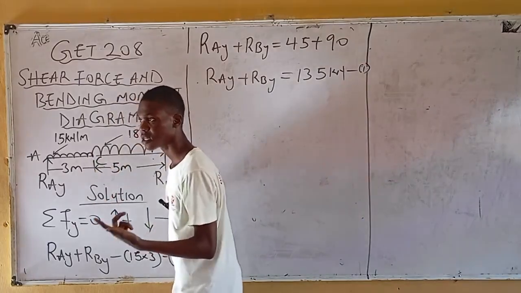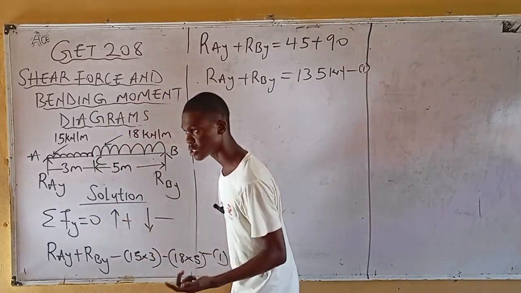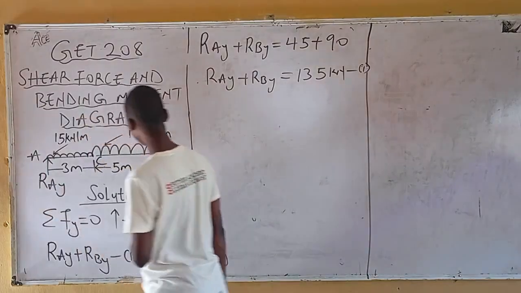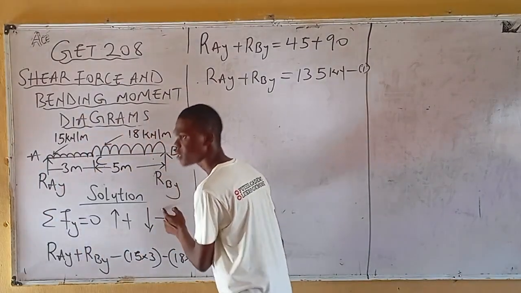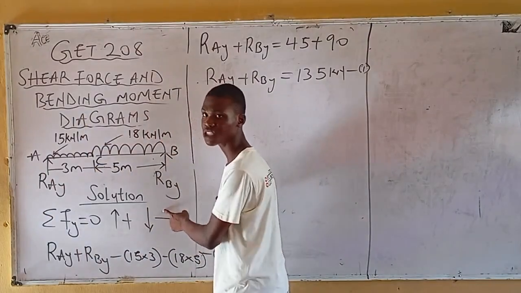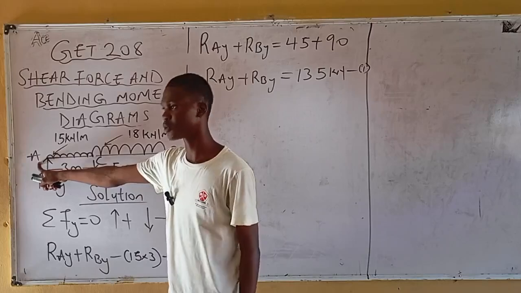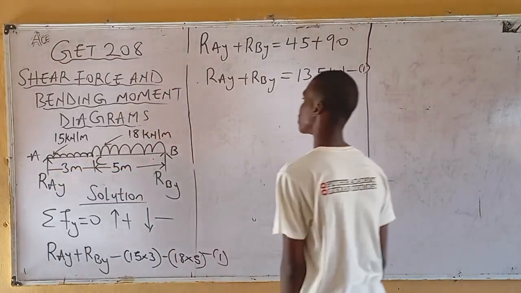It makes no sense, just because I'm still having two unknowns. If I'm taking moment at this point, it means I've eliminated this one. If I'm taking moment at this point, it means I've eliminated this one also. Any question on that? No question. Now, you guys said I should take moment about what? Point A. Now, taking moment about point A, right?